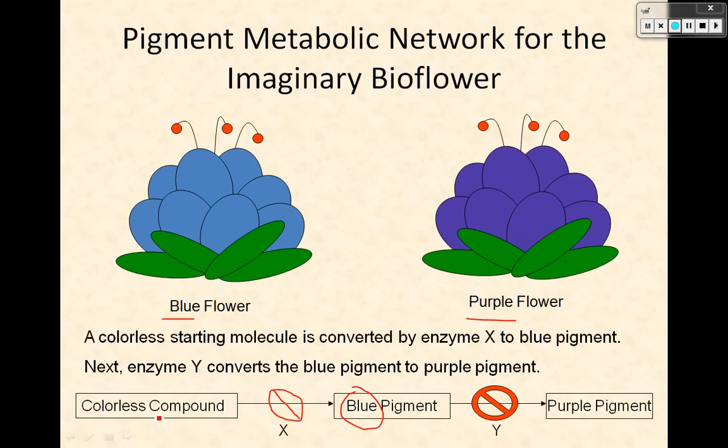If for whatever reason we also weren't producing enzyme X, then we could end up with a third choice, a colorless flower. And so you can see how having or not having different enzymes can actually change the physical characteristics of an individual.